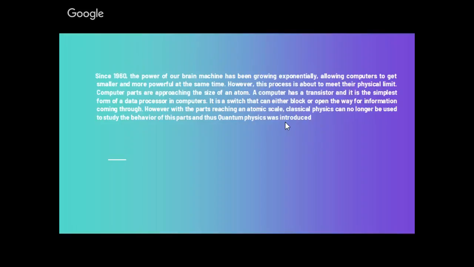As your computer gets smaller, it will reach a point whereby it will become atomic in nature. So you can't use your normal classical physics to explain the behavior and properties of the atoms. Your transistor is a switch that can either block or open the way for information coming through. However, with the parts reaching an atomic scale, classical physics can no longer be used to study the behavior of these parts, and thus quantum physics was introduced.